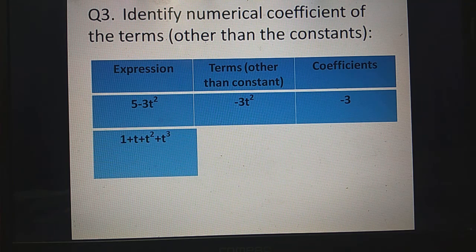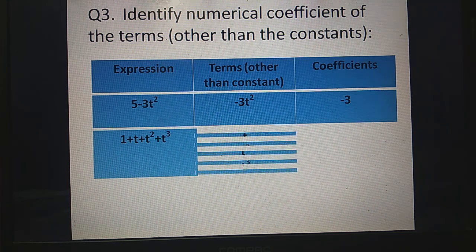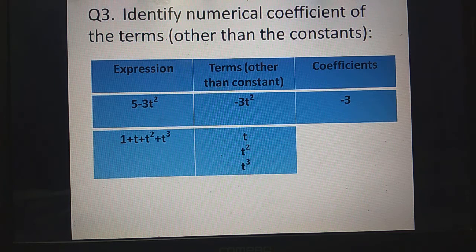Your next expression is 1 plus t plus t square plus t cube. All are separated by plus sign. How many terms are there in all? Yes, there are 4 terms: 1, t, t square and t cube. But in these 4 terms, 1 is a constant. So you will not use it. Now the leftover terms are t, t square and t cube.